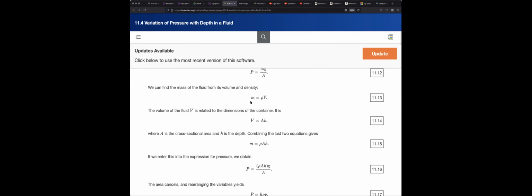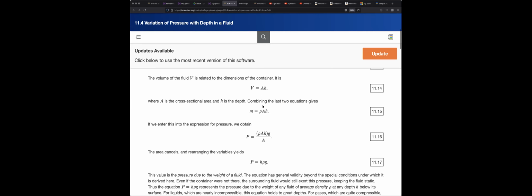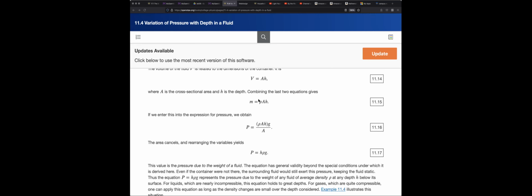So we say that mass is equal to the density of the fluid times the volume of the fluid. The volume is equal to the cross-sectional area times the height of the fluid. That's how high the fluid is above you, essentially. How much height of fluid there is above you. And then the mass is going to equal rho times this volume, so rho times area times height.